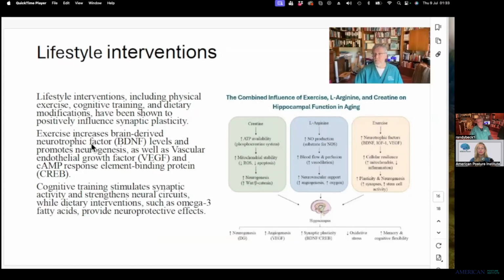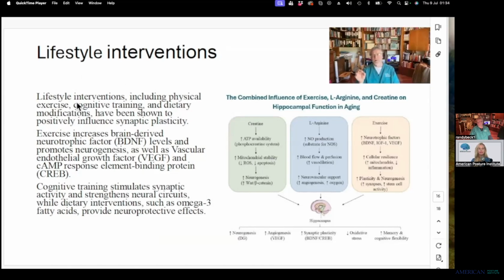So exercise will contribute to increases in brain-derived neurotrophic factor, BDNF, and it promotes neurogenesis, as well as vascular endothelial growth factor and cyclic AMP response element binding protein, or CREB. All of these things are positive in nature most of the time. So you want to try to get people doing exercise if they're not, cognitive training if they're not, and dietary modifications. Get rid of the smoke, get rid of any air pollution if you can, that type of thing.